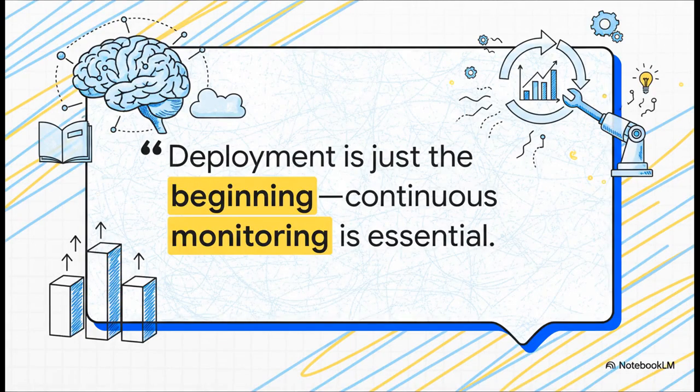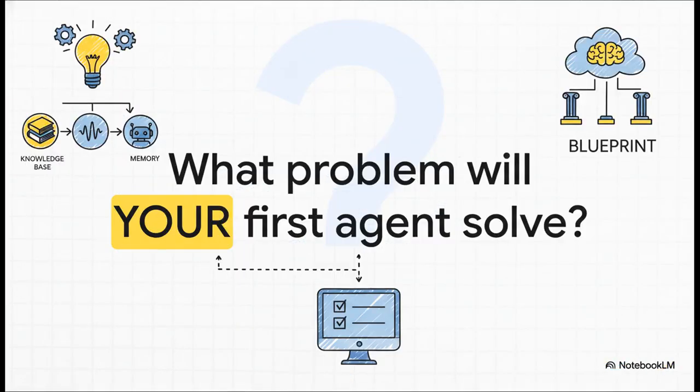And maybe the most important takeaway of all is this. Launching your agent is just the beginning. It's not the finish line. The real magic happens when you continuously monitor how it's doing and keep making it smarter and better over time. So I'm going to leave you with this question. Now that you have the blueprint, think about all that busy work we talked about at the start. What's the very first problem you're going to have your agent solve?